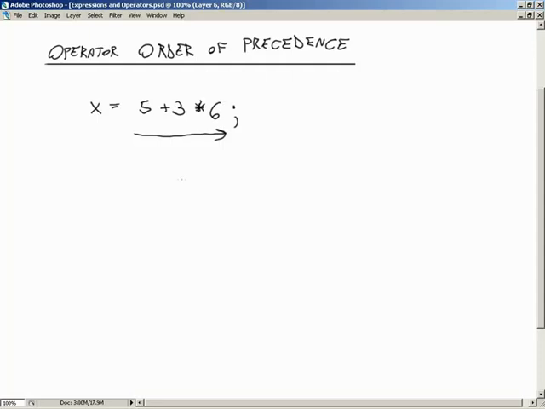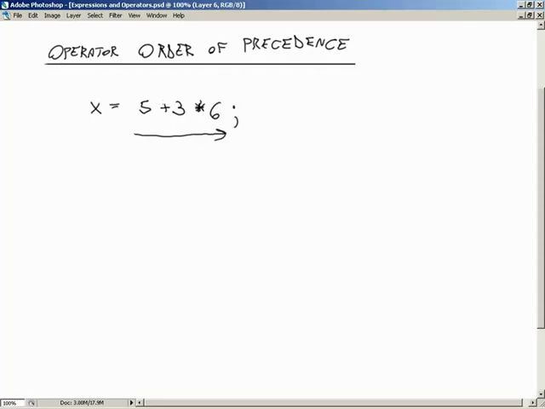All right. If we did this properly and we followed order of precedence, multiplication has a higher order of precedence than the addition operator does. So in that particular case, we'd have 3 times 6 gives us 18 and add 5 to it. A completely different number than what you'd get if you just worked from left to right.